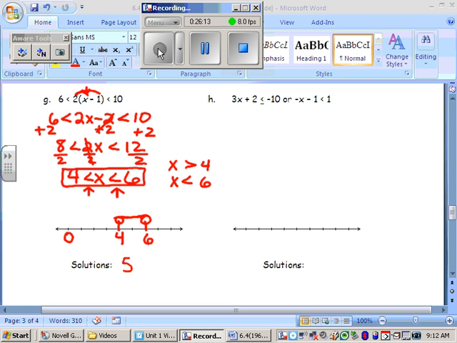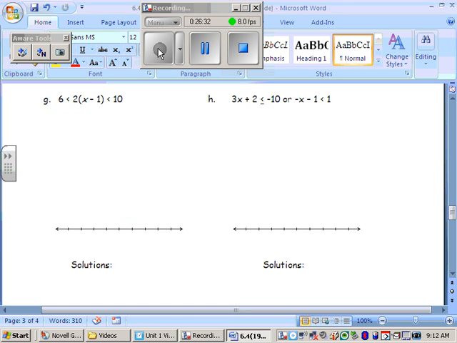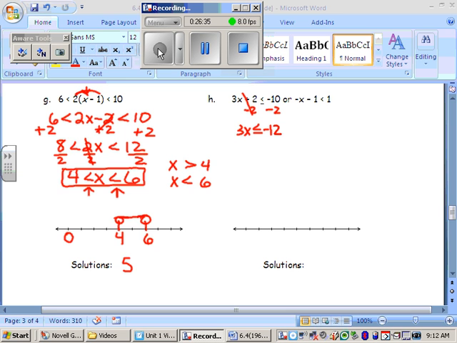In this last example, this would be an OR compound inequality, so you'll solve each one individually. So for the first inequality, to isolate the x, you would first subtract 2 from both sides of the inequality. So that would leave us with 3x is less than or equal to negative 12. When we finish this, notice the number next to the x is positive, so we will not flip the inequality symbol around. It will remain a less than or equal to symbol. So our first inequality is x is less than or equal to negative 4.